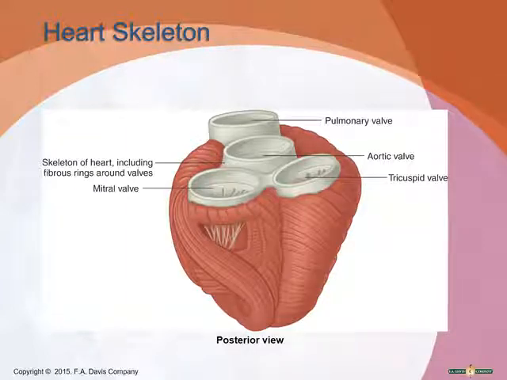There's a semi-rigid, fibrous network of connective tissue called the skeleton of the heart. This skeleton encircles each valve. It supports the heart and keeps the valves from stretching. It also provides some insulation between the atria and the ventricles, which prevents electrical impulses from reaching the ventricles by any way other than through the normal conduction pathway. We're going to learn about that in just a minute.